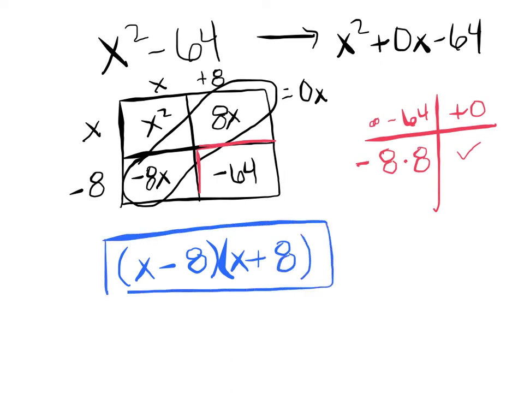This is a special case. I'm going to do a whole video on special cases. That's known as the difference of squares, because it is the difference of two things that are perfect squares, x squared and 64. But you can see that even if I didn't know it was a special case, I can still use my same factoring method to get it into factored form.